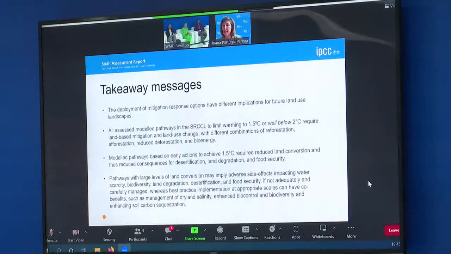So as my takeaway message and key findings from the special report on climate change and land, firstly, we evaluated integrated assessment model pathways, and the deployment of CDR is required in all mitigation pathways that were assessed. However, the dependence on it depends on how fast climate action starts.